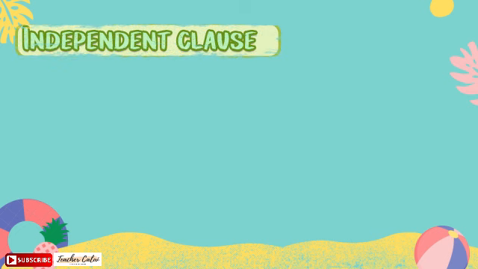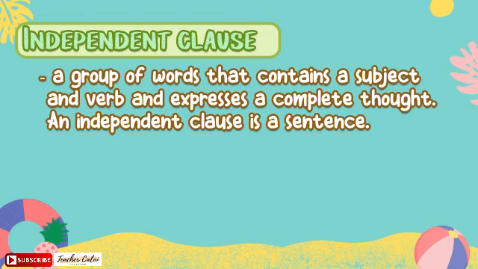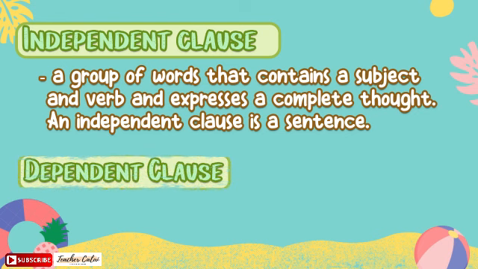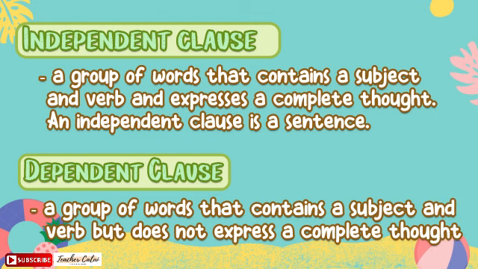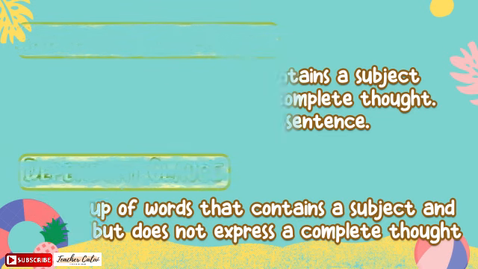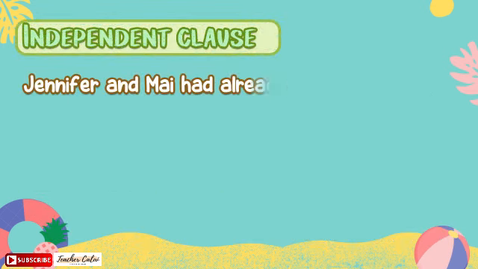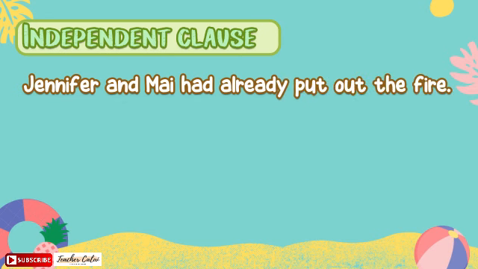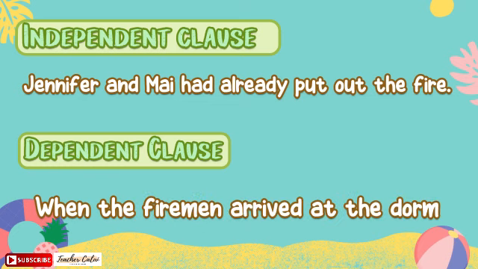When we say independent clause, it is a group of words that contains a subject and verb and expresses a complete thought. An independent clause is a sentence. The dependent clause is a group of words that contains a subject and verb but does not express a complete thought. For independent clause, Jennifer and Mai had already put out the fire. For dependent clause, when the fireman arrived at the door.